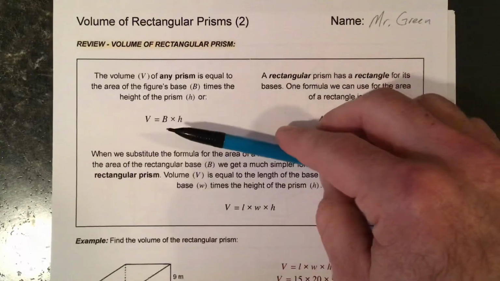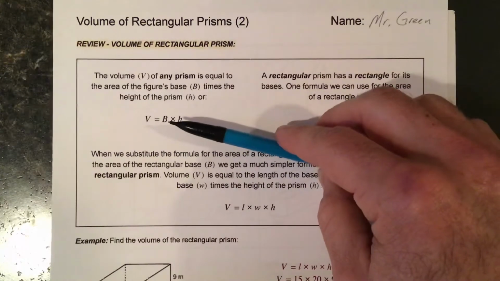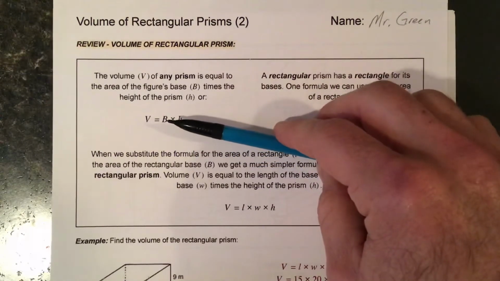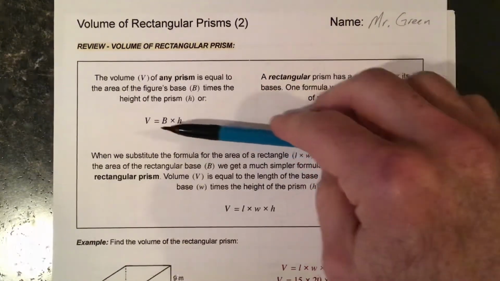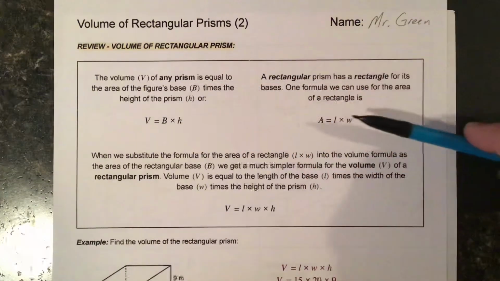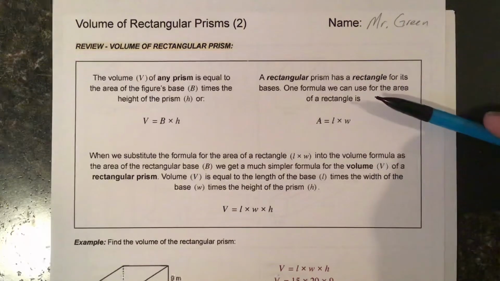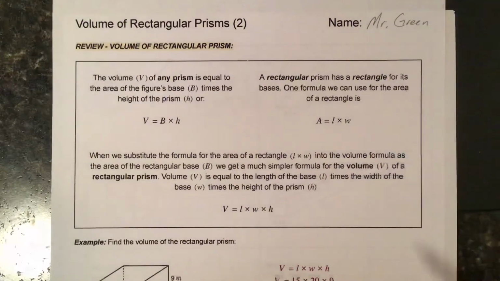Or if you had a hexagon base or a pentagon base or an octagon base, you just find the area of that base, or sometimes they would just give you that base area, multiply it by the height of the prism, and you can calculate the volume of that prism. But it's a rectangular prism we're dealing with here in sixth grade, so we know the base is a rectangle, and we know the formula for the area of a base is length times width.